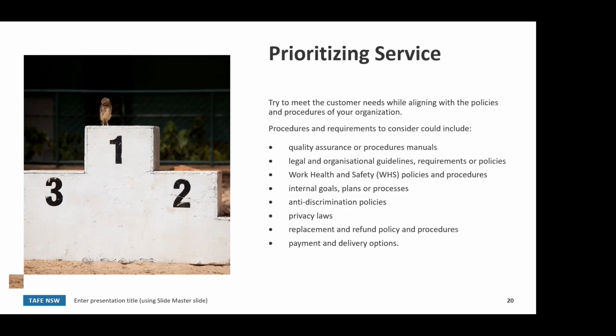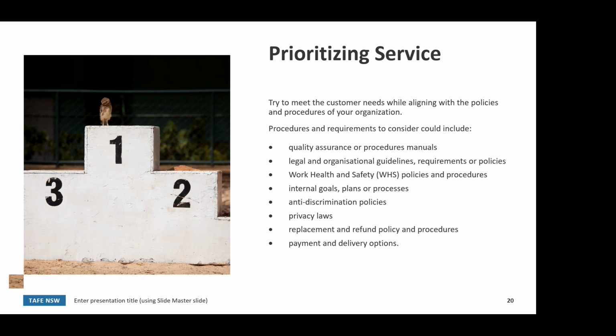So how do we prioritize our services? When we go to work, we pretty much should know what we're supposed to do every day, okay? When we're working at the customer service counter or in customer service, whether it's on the phone, in person, or via email, we need to look at what our job roles are and the policies and procedures of the organization to figure out what items come before others.